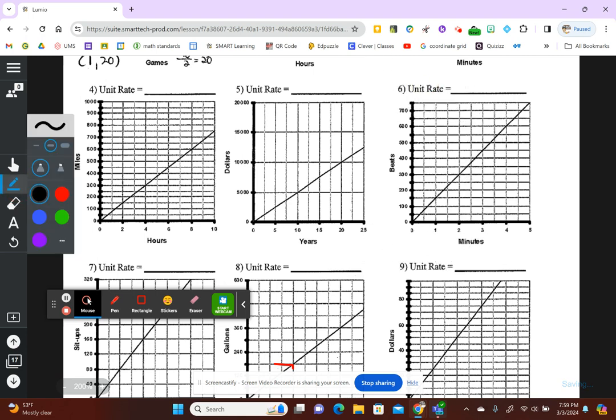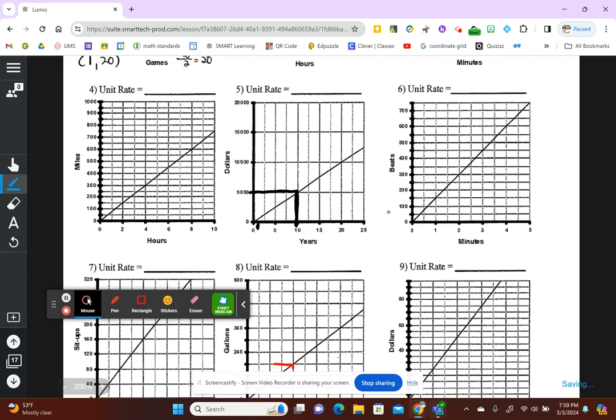And again, for this next one, I can't tell what the 1 is. So I'm going to go here and say 10 and 5,000. So y over x is 5,000 over 10, which is 500 over 1. So my unit rate is $500 in 1 year. My equation is y equals 500x. And just to double check, 10,000 over 20 is 500. So I know that that is correct. So if I expressed my unit rate as a point, it would be 1, 500.